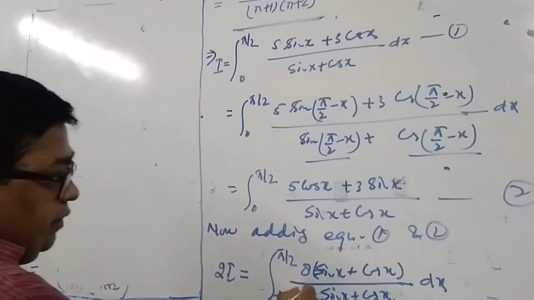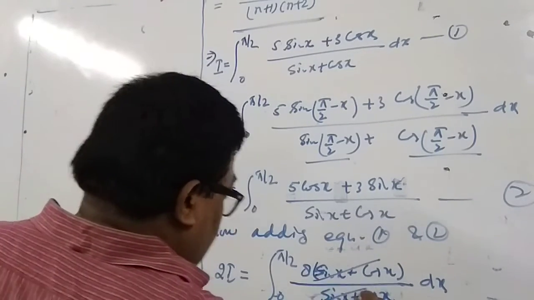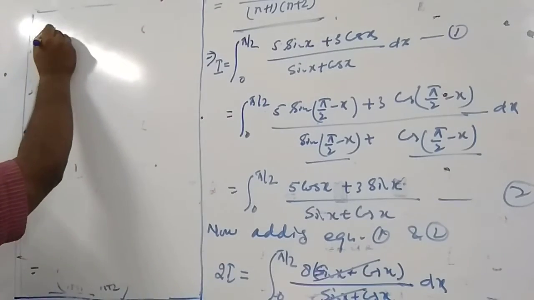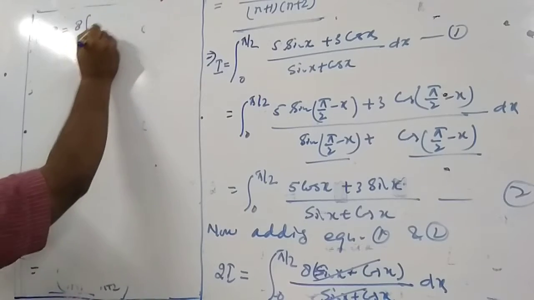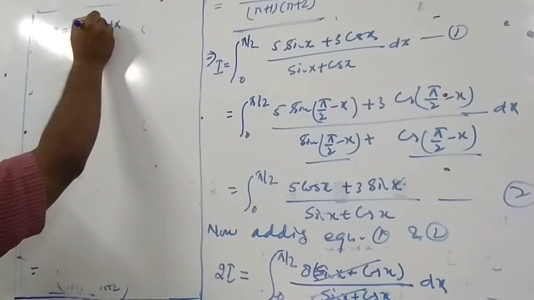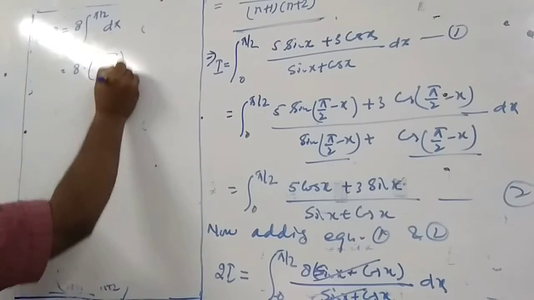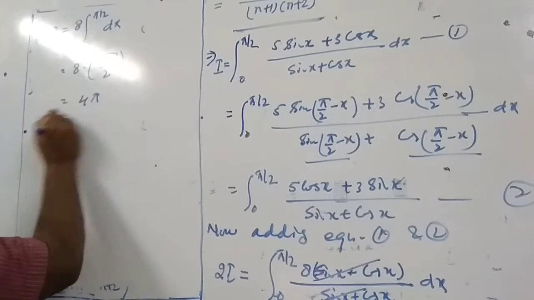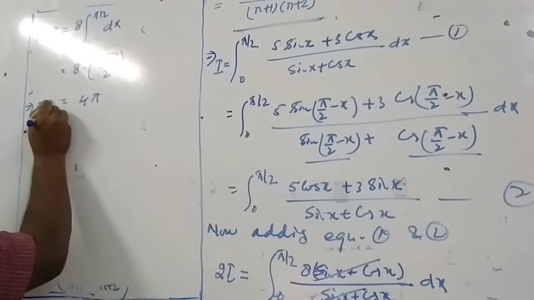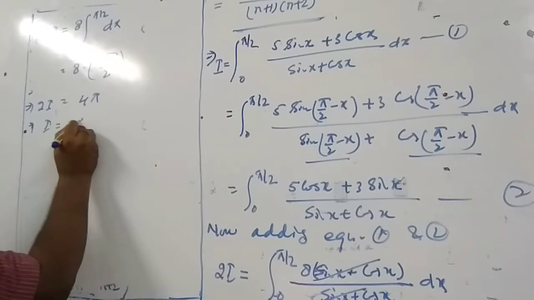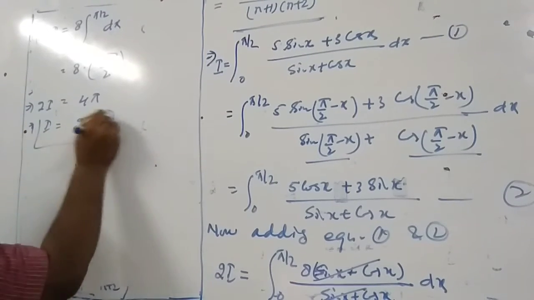Further, with more simplification, sin x plus cos x cancels. Now 2I is equal to the integral of 8 dx from 0 to pi by 2. So 8 times pi by 2 becomes 4 pi. So 2I is 4 pi, which means I is equal to 2 pi. This is your final answer.